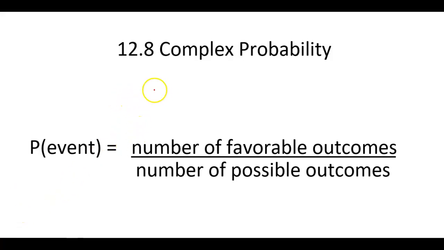Hey guys, so this video is going to be on complex probability. Just as a reminder, the probability of an event is equal to the number of favorable outcomes divided by the number of possible outcomes. So we're going to be using this as we go through. We're also going to be using a lot of the combination stuff that we learned previously, mainly combinations.